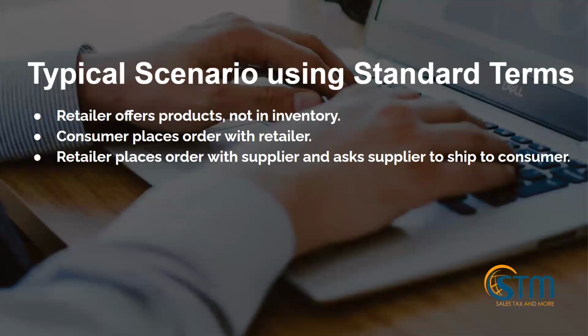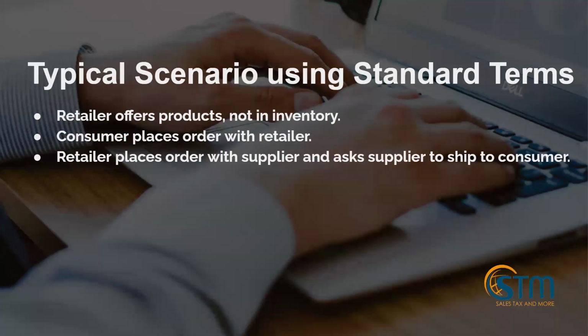All right, so here's a typical scenario using standard terms. The retailer offers products, not an inventory. The consumer places an order with the retailer, and then the retailer is going to turn around and place an order with the supplier, and they ask the supplier to ship to the consumer. So we're not going to use manufacturers, vendors, any of those words. We're going to use today in our presentation these terms: retailer, consumer, supplier. I think that helps us understand it when we're using standard terms.